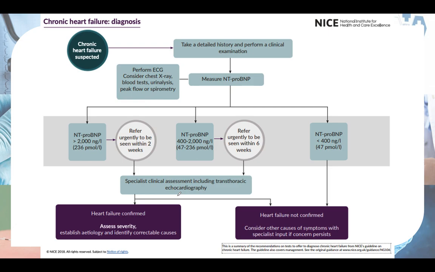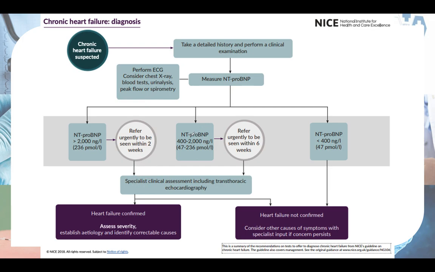So based on the investigations, you can diagnose the patient, but usually the diagnosis is done by the specialist. In primary care, you measure the NT-proBNP, and if the NT-proBNP is more than 2,000, you have to refer urgently to the cardiologist within 2 weeks. As I said before, NT-proBNP is directly proportional to the prognosis of the patient. So very high NT-proBNP equals very bad heart failure, and hence needs urgent attention from the cardiologist.